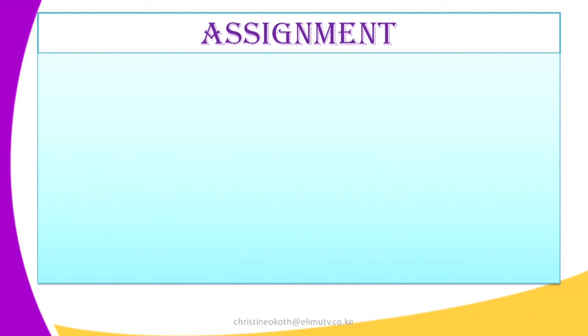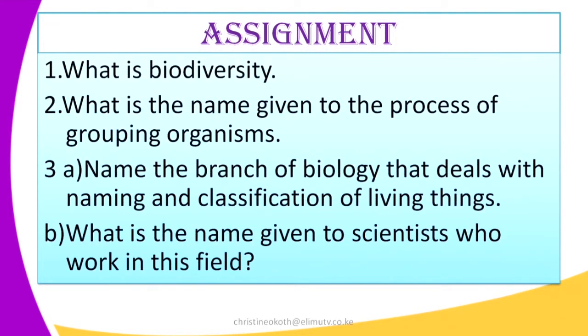So our assignment for this lesson is going to be 1. What is biodiversity? Question 2. What is the name given to the process of grouping organisms? 3. Part A. Name the branch of biology that deals with naming and classification of living things. Part B. What is the name given to the scientist who works in this field?